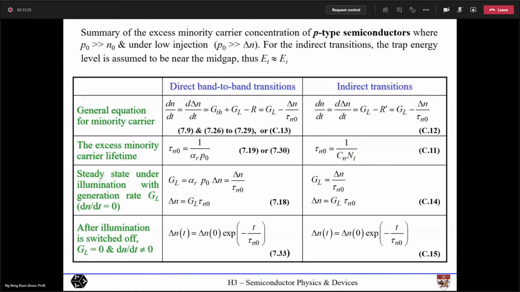That's kind of another way of writing it. It's the net recombination. But actually the GTH is there. It's in the R prime. So the expression is actually the same. Okay. Any other questions?